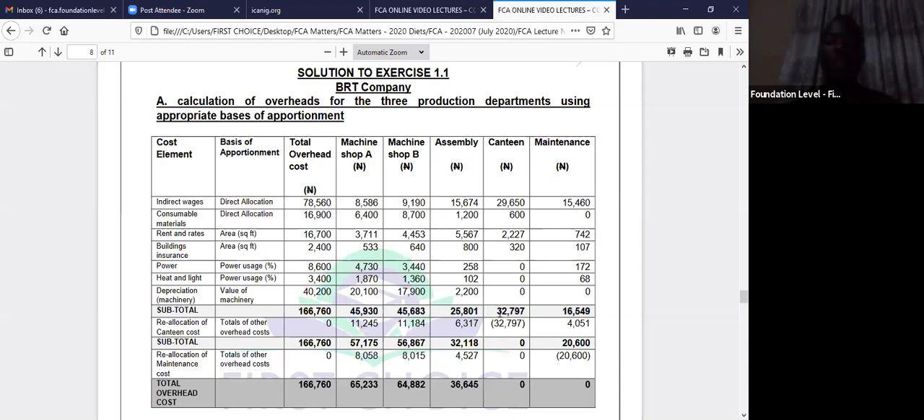So how do we do it? Can you see that this is 32,797 in positive? When we are going to reallocate it, it means we are putting it as negative. We want to share this cost into all other departments. How do we do it? We use the total cost as a basis. And so what we do for machine A is you look for the total. It's not this total you are going to use, this 166,760. You are going to find a new total.